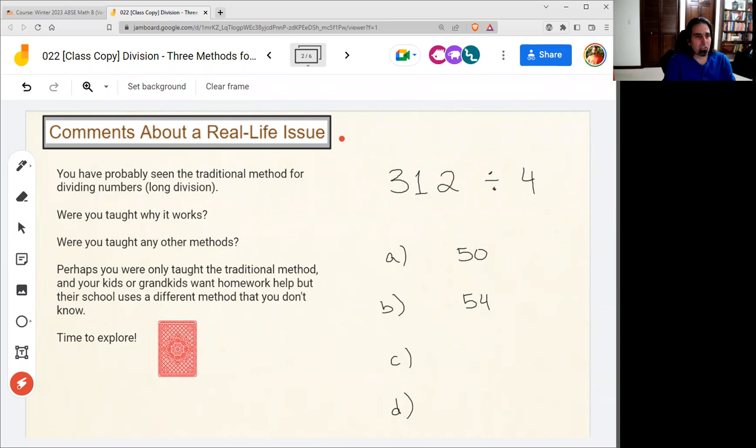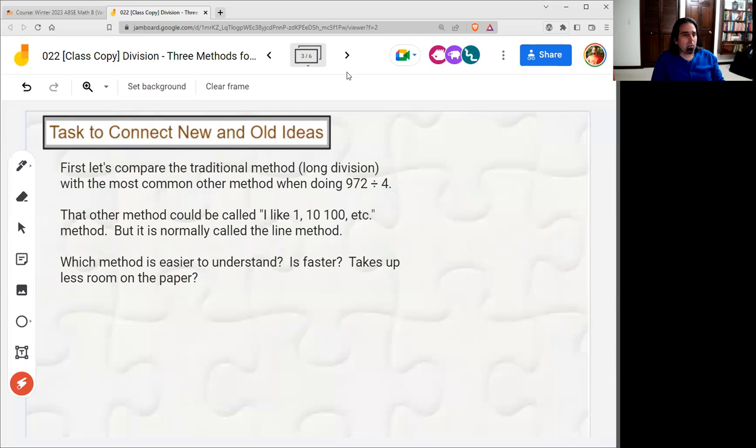So first, we're going to compare the traditional method, long division, with another method. The other method is normally called the line method, but maybe we should call it the I like 1-10-100 method. One of these will be nicer for you, just like when we did the multiplication, the traditional way and the box way. Most people like one way better than the other.